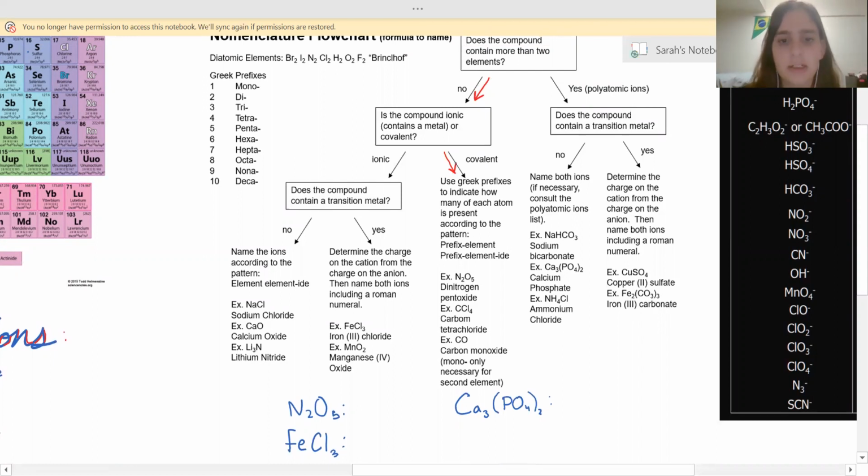Now let's read the instructions here. Use Greek prefixes to indicate how many of each atom is present, according to the pattern: prefix, element, ide. Easy enough.